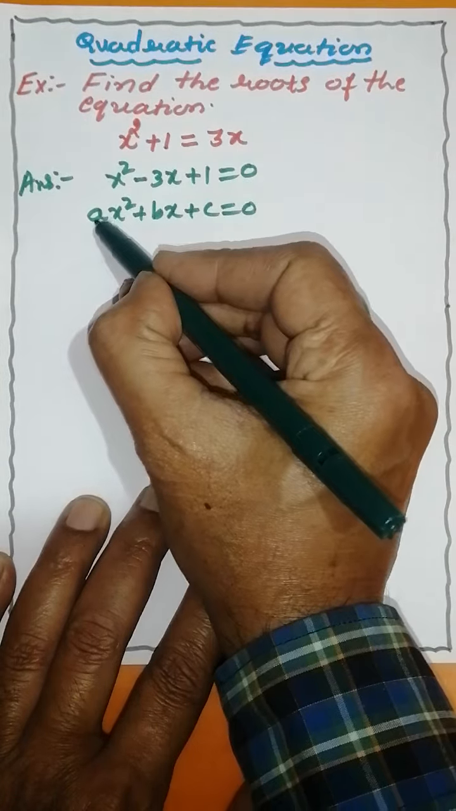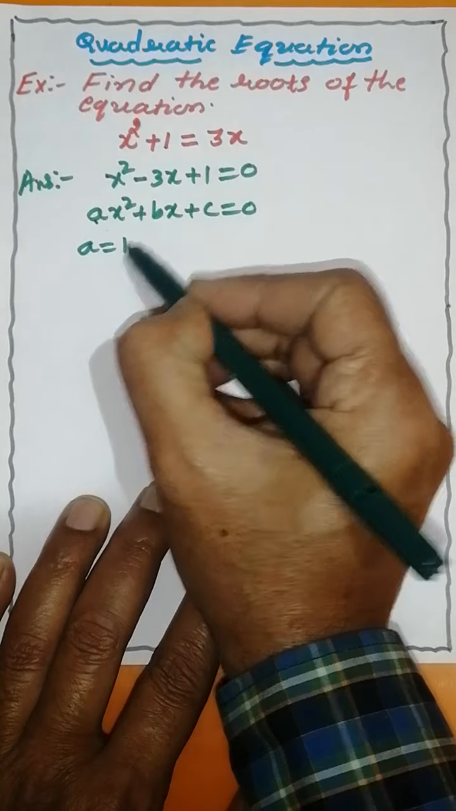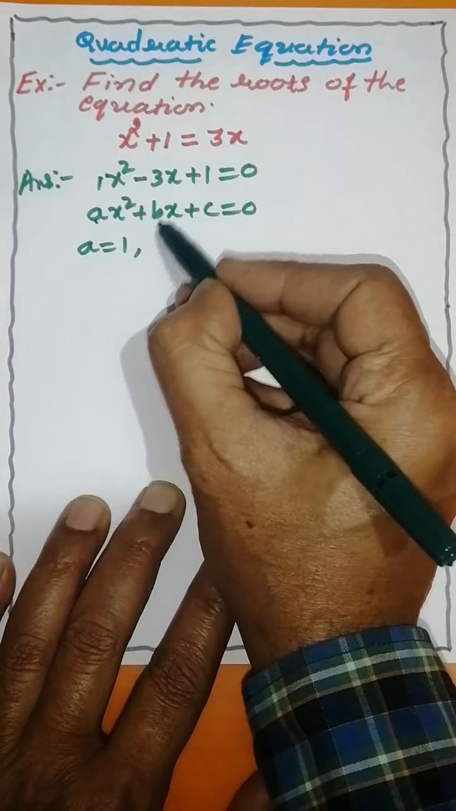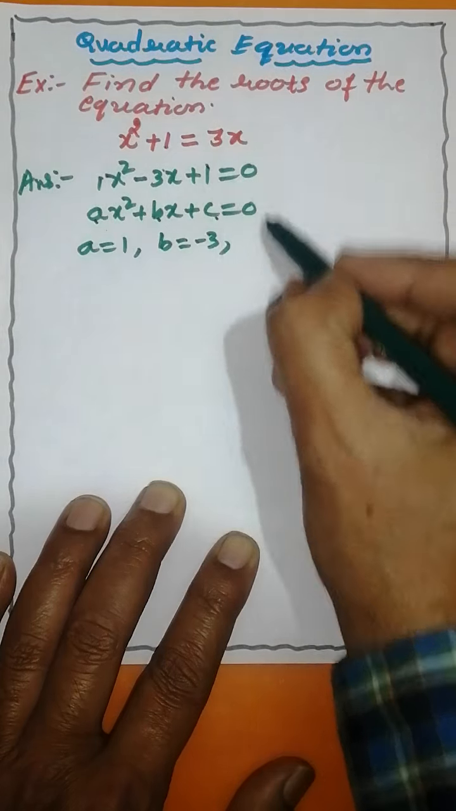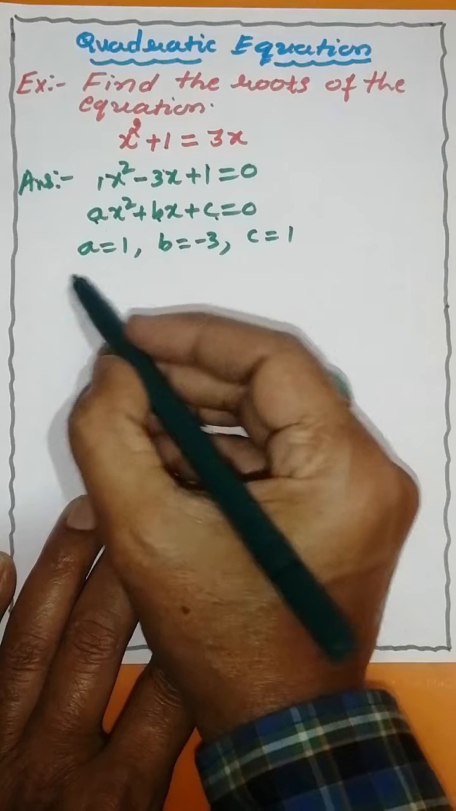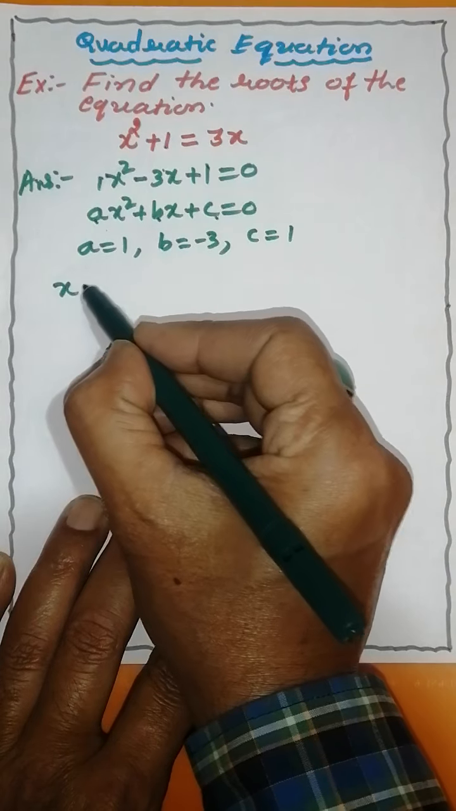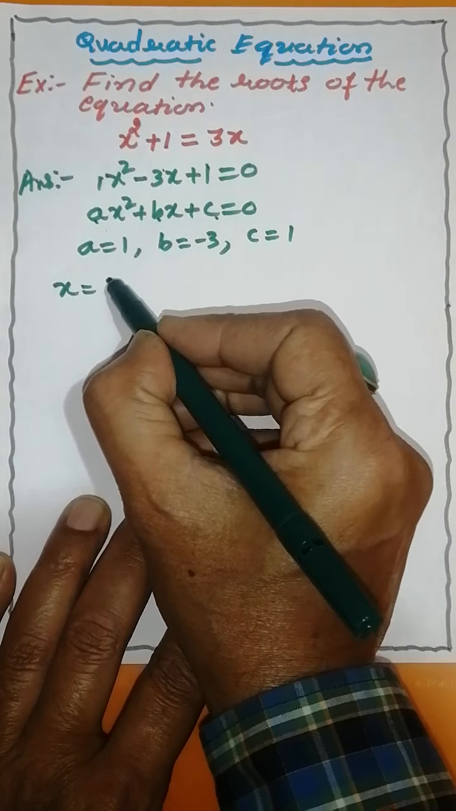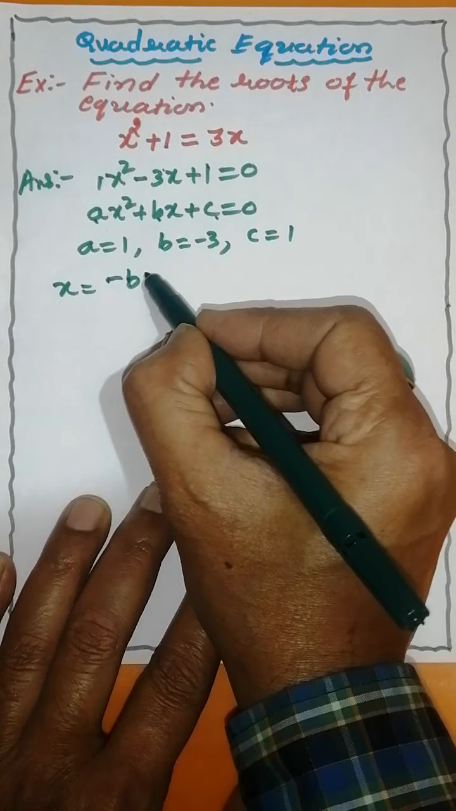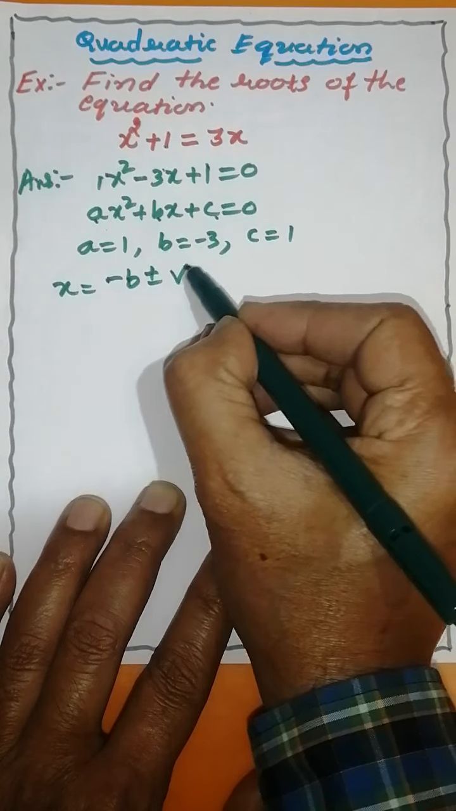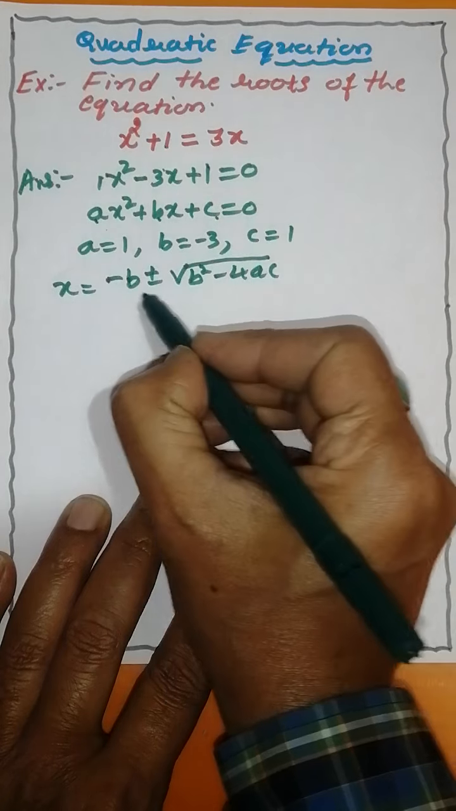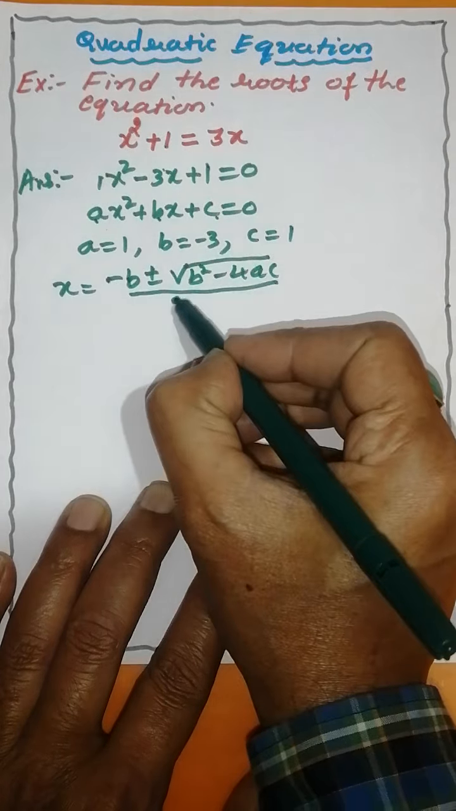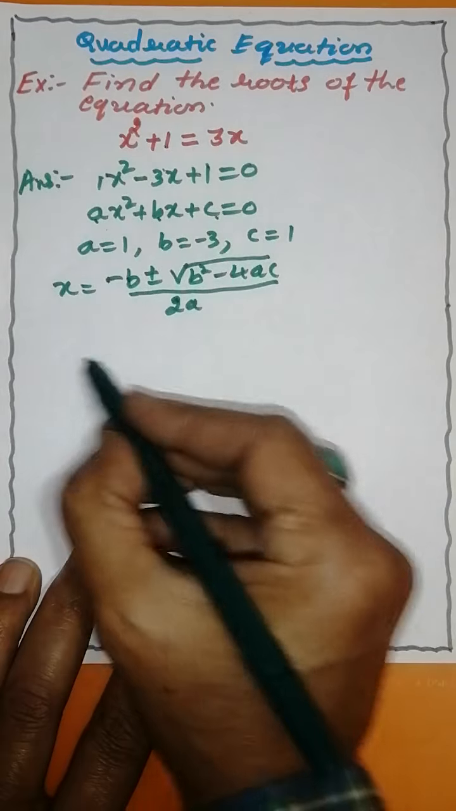Here a value is 1 and b is −3 and c is +1. Now we have the formula x = (−b ± √(b² − 4ac)) divided by 2a. That is the formula.